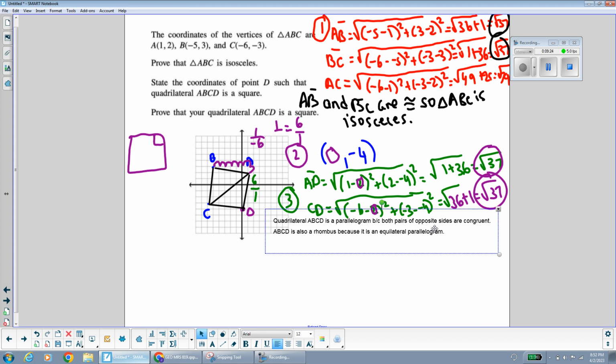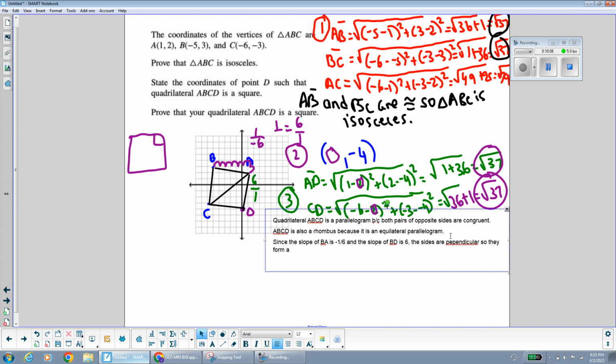Let me add on to what I have here. Since the slope of BA is -1/6 and the slope of BD is 6, the sides are perpendicular, so they form a right angle. I wrote on it so it looked like a D, but that was an A. A parallelogram with right angles is a rectangle.